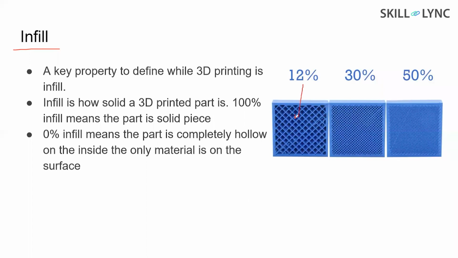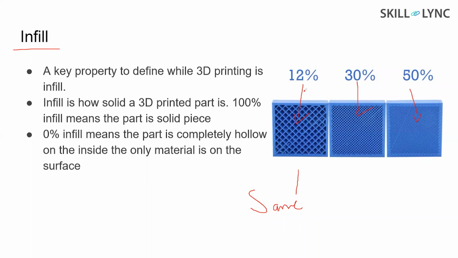For example, as you can see here, we have one same component with three kinds of infill. One is 12% infill, one is 30% infill, and one is 50% infill. So what do you mean by infill? Sorry, guys. So the amount of volume taken by the material, right? That is called your infill, or how solid your part is.